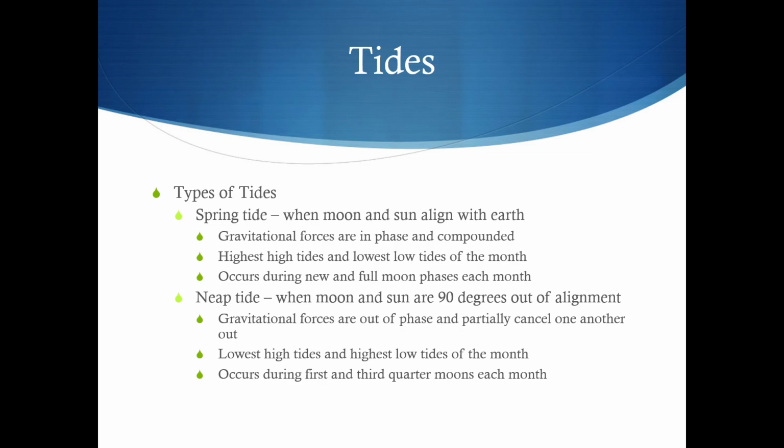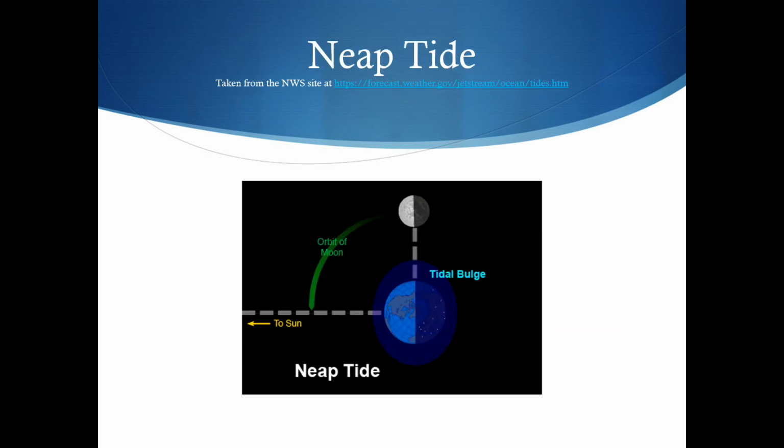However, during neap tide, which is when the sun and moon are at 90 degrees of alignment to one another, this is where gravitational forces are out of phase. So the sun is pulling a bulge not in the opposite direction of the moon, but 90 degrees to the direction of the moon, which means we get the lowest high tides and the highest low tides of the month. This happens during the first and third quarter phases of the moon. So that looks like this.